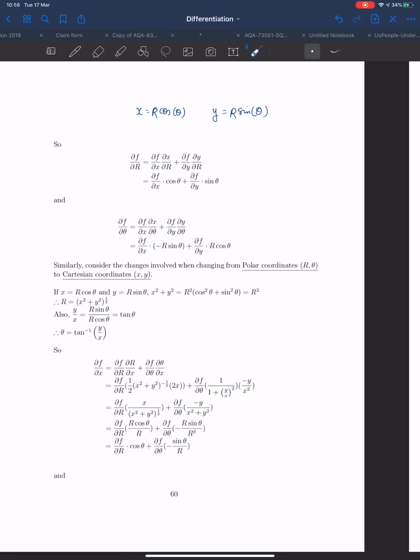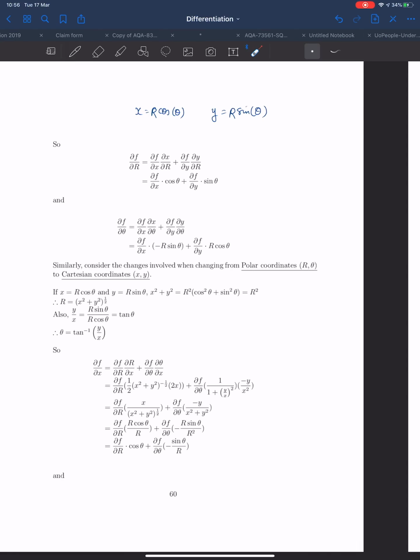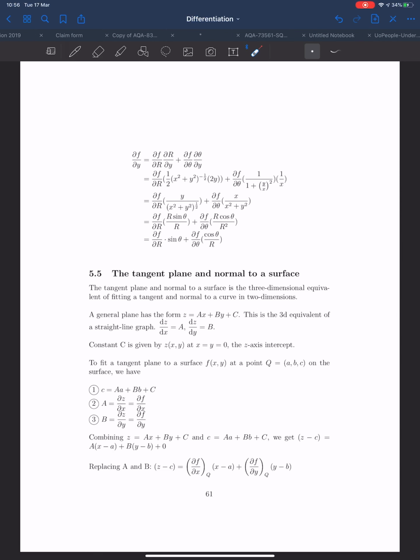Okay, let's move on to the bit that you need. I'll leave you a bit to read here. Section 5.5 is really important for the assessment that's coming up in May.